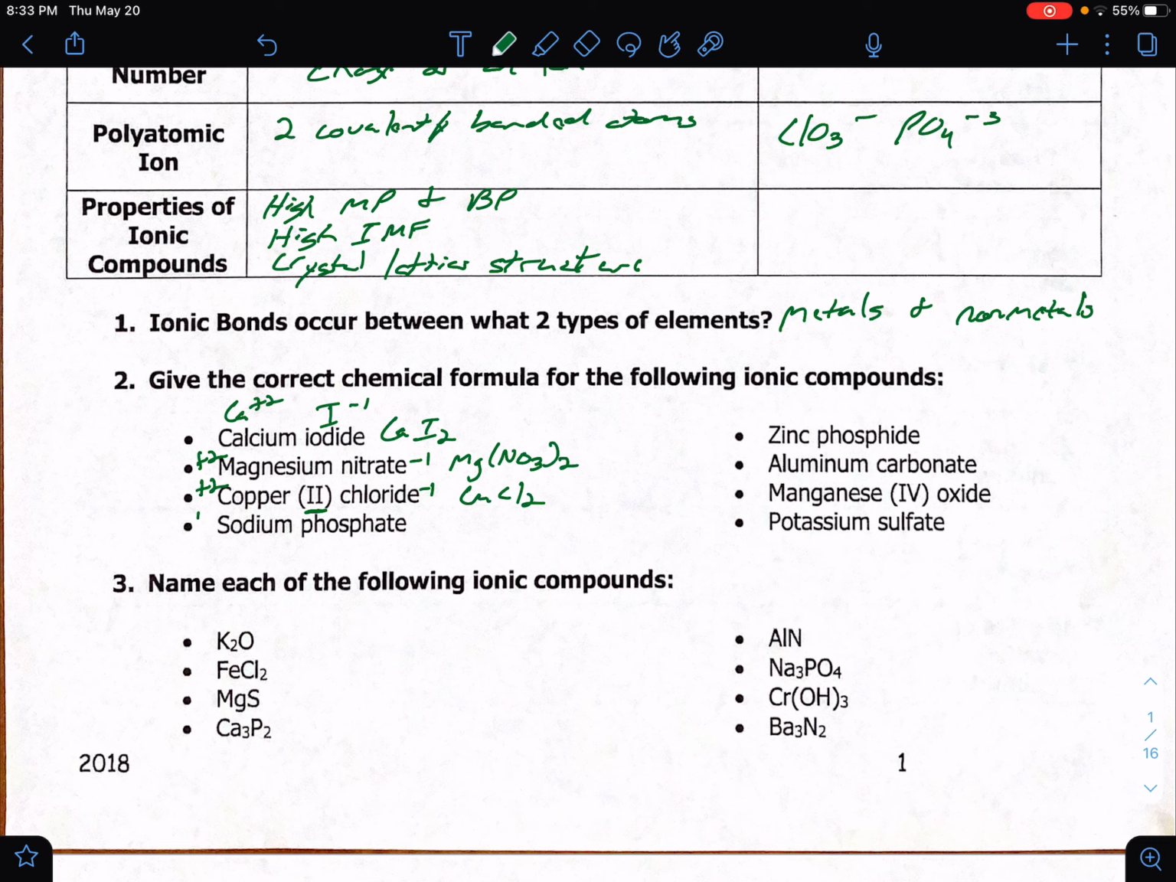Sodium phosphate. Sodium is a +1. Phosphate is PO4 with a -3. So I'm going to need 3 sodiums to balance out that 1 phosphate.